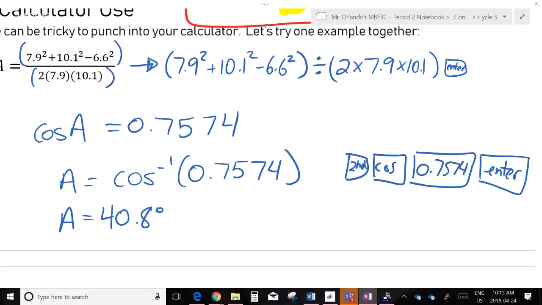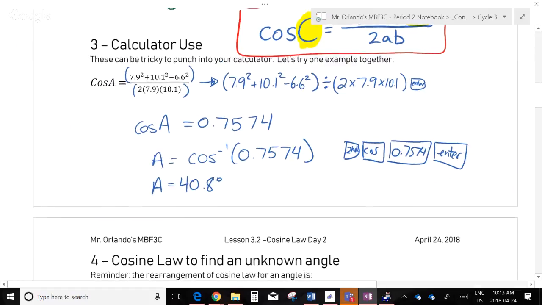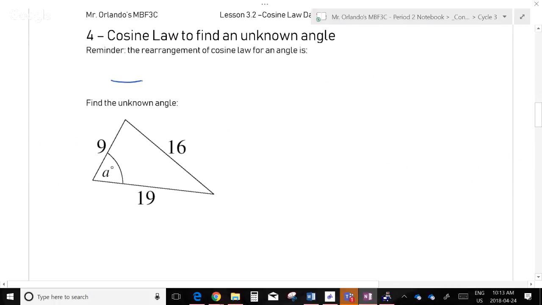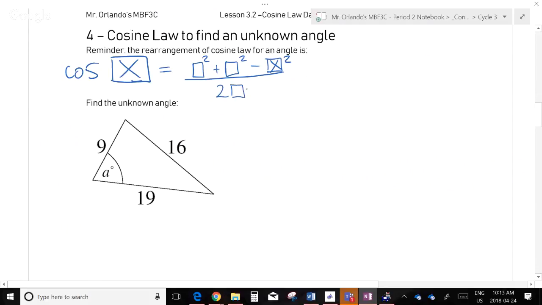Okay, does anyone have any questions about punching that in? Now we're going to do an actual question. We're going to see it in action. So just a reminder, the cosine of whatever side it is you're looking for is equal to side squared plus side squared minus the one you're looking for's opposite squared, over 2 side times side. Right? The letters don't matter. The important thing is look at the ones that match. The angle we're looking for gets paired up with the one that's subtracted.